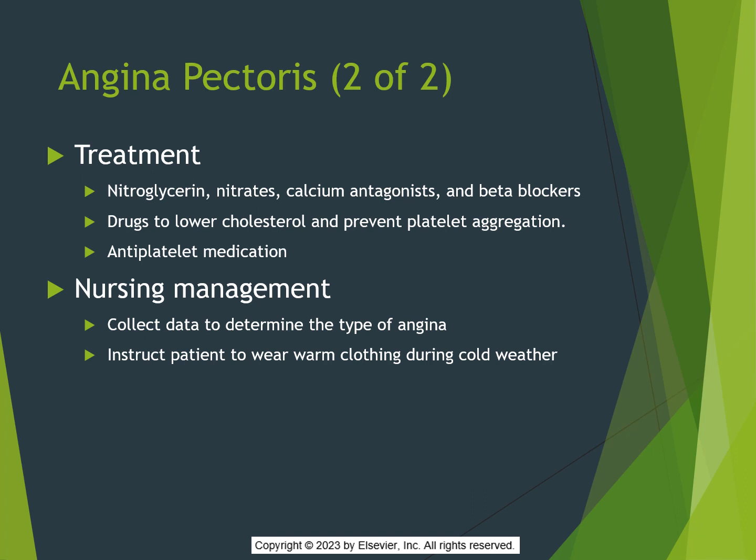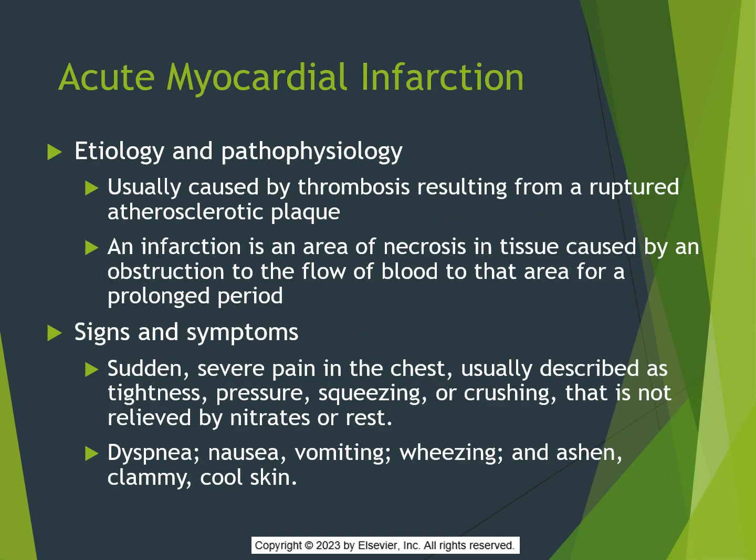Nursing management includes collecting data that will assist in determining the type of angina that the patient is experiencing. If ischemia is prolonged and not quickly reversed, acute coronary syndrome will occur. Acute coronary syndrome is an umbrella term. It includes unstable angina, NSTEMI, STEMI.